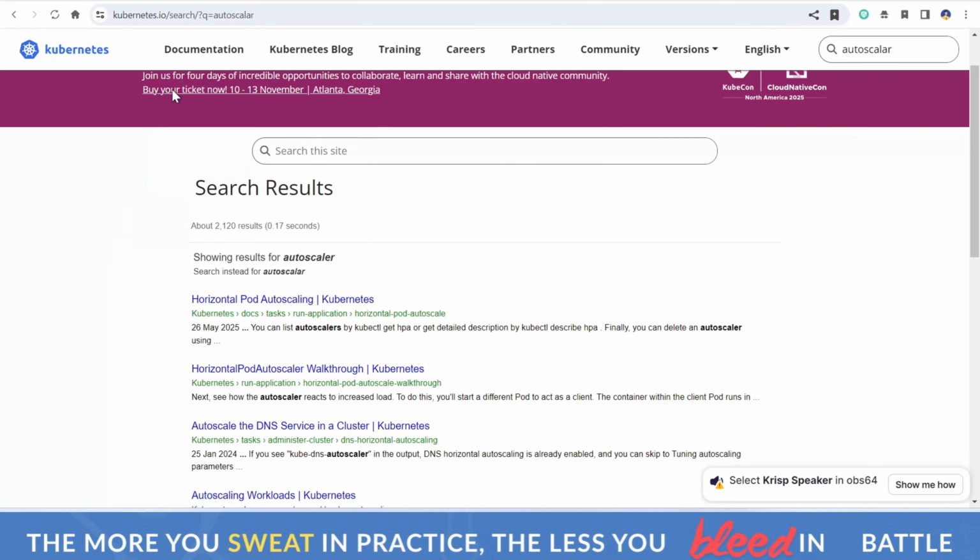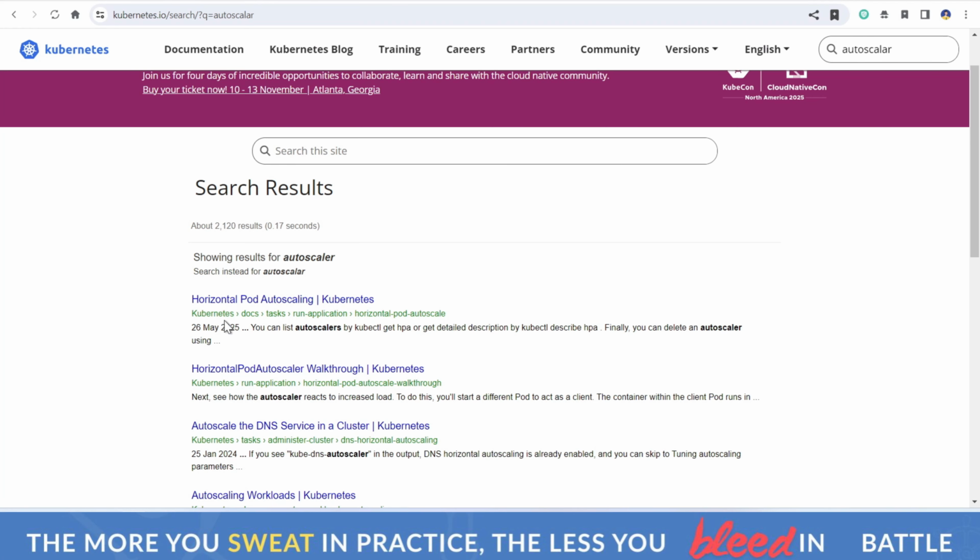Hello. Now we'll start a new topic. It's auto scaling. In Kubernetes, there are three types of auto scaling. So in pod and deployment, we have left a few things, so when the time comes, we'll cover that. But we'll focus on auto scaling now.